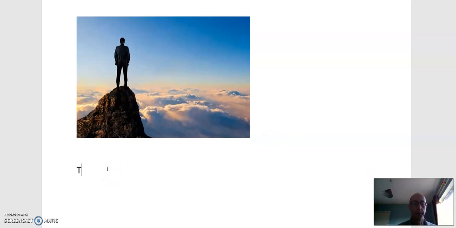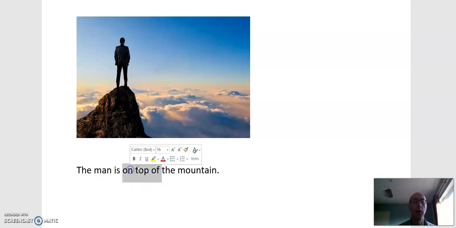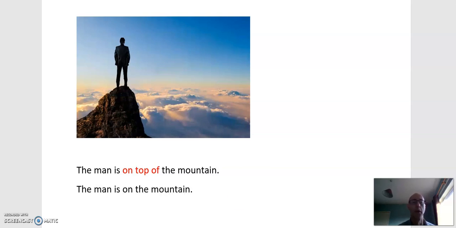This time, where's the man? Man is on top of the mountain. On top of. We can also say the man is on the mountain. But on top of is better, especially when it's very high. Man is on top of the mountain.